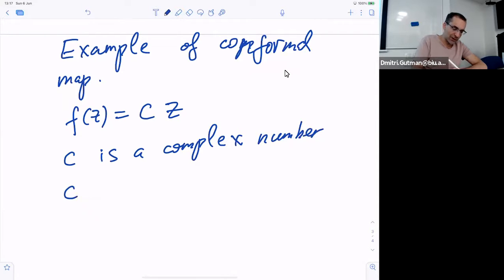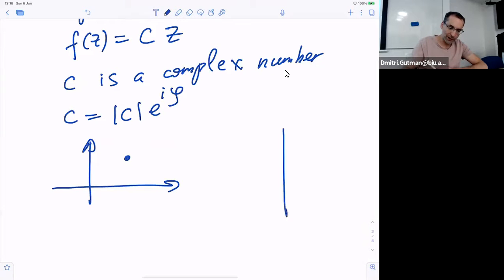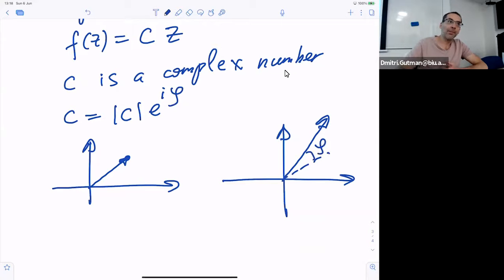Now, why is that? Because any complex number I can write as an absolute value of the complex number times its phase. So what this transformation does to any point on the complex plane: if you have a complex plane, you can think about a vector that goes to this point. This transformation multiplies this vector by a scalar c and rotates it by the angle phi. So multiplying by constant numbers is the simplest example of conformal transformation.